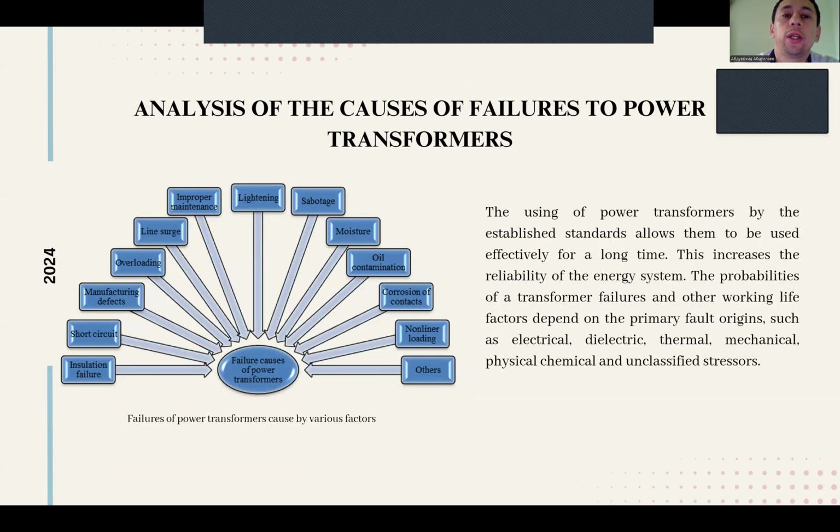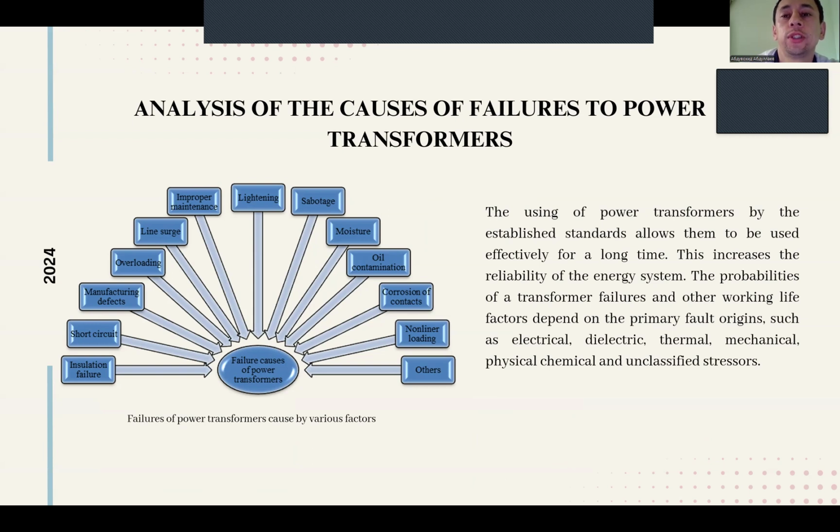The use of power transformers according to established standards allows them to be used effectively for a long time. This increases the reliability of the energy system. The probabilities of transformer failures and other working life factors depend on the primary fault origins, such as electrical, dielectric, thermal, mechanical, physical, chemical, and unclassified stressors. Power transformers fail for several reasons. You can see these pictures also. This includes insulation damage, circuit damage, overvoltage, and others.